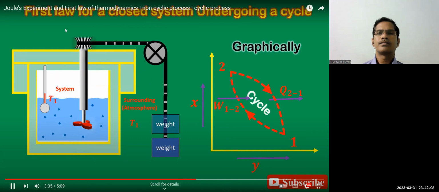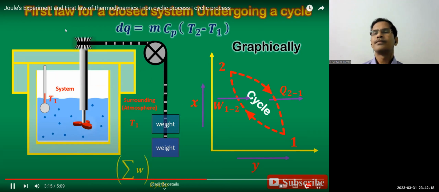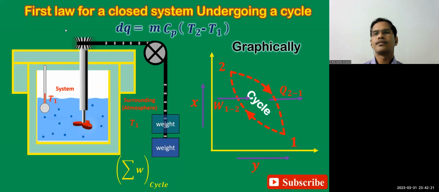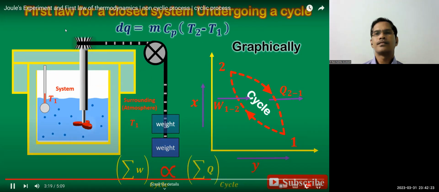The amount of heat rejected by the system to the atmosphere could be easily determined by the equation dQ equals m cp (T2 minus T1). With this experiment, Joule found that the net work input W to the system was always proportional to the net heat Q transferred by the system to the atmosphere.